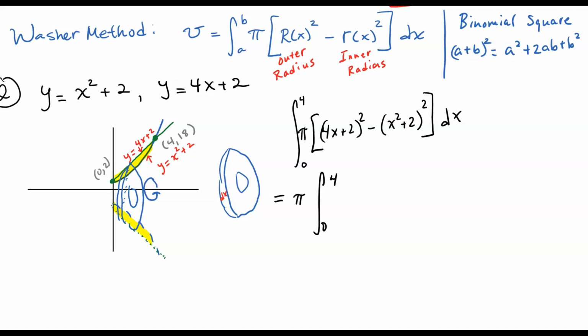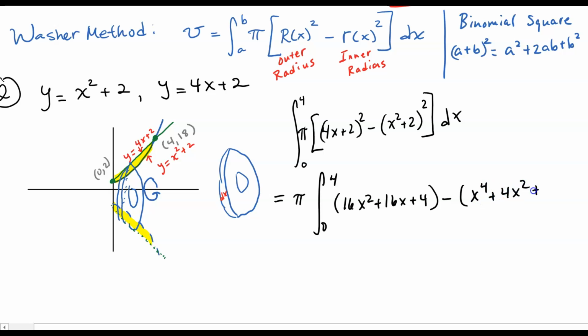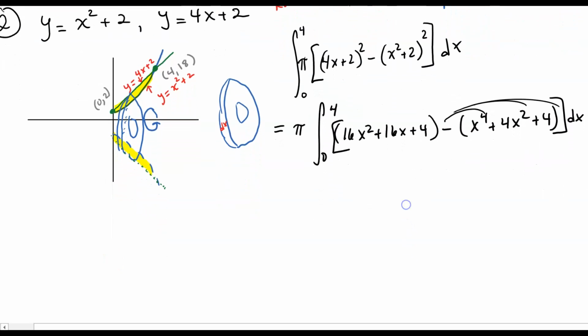All right, so let's see what it looks like. When we do the first binomial expansion, we're going to get 16x squared plus 16x plus 4. And again, that's the binomial square. We're going to subtract, and in this case, it's x to the 4th plus 4x squared plus 4. And then again, all of this gets multiplied by this dx thickness. Okay, and now it's a matter of doing the distribution of that negative sign. And let's scoot this up a little bit.